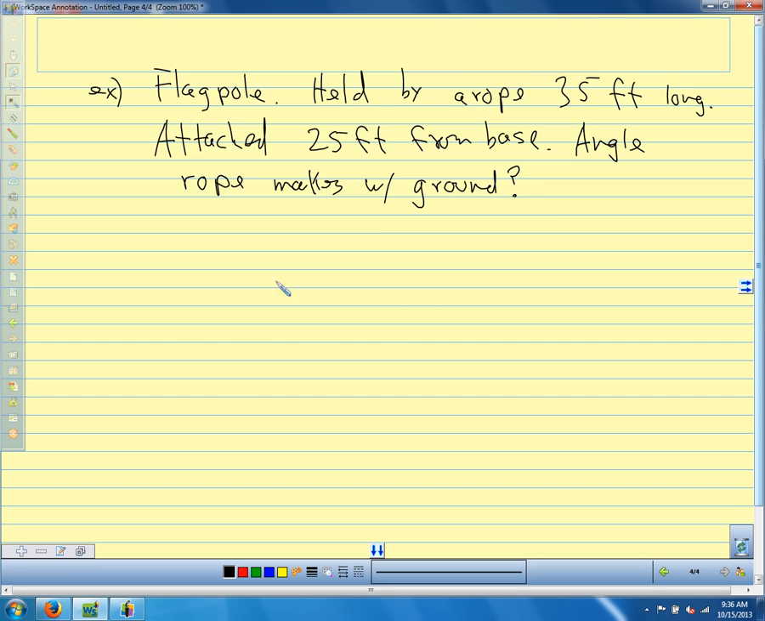So let's draw a picture. Here's my flagpole, my flag. It's held up by a rope. And my angle, that's a 90-degree angle. We're trying to find this. And we know this is 35 feet and this is 25 feet.